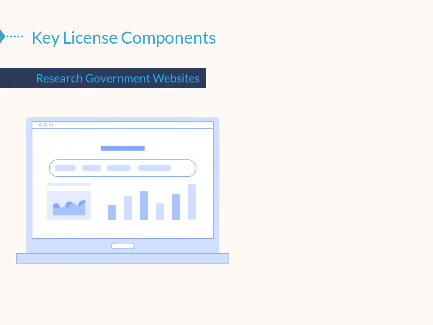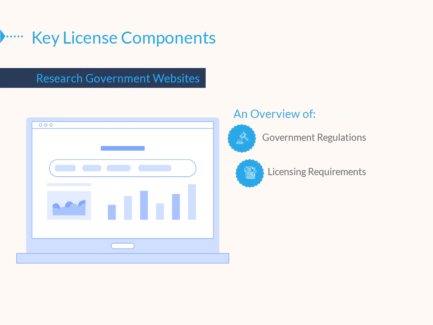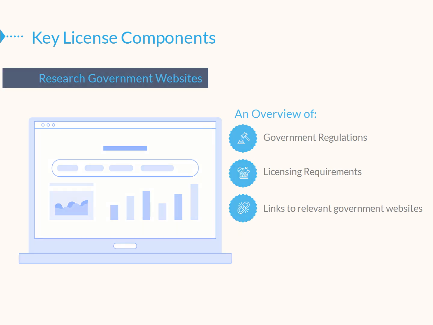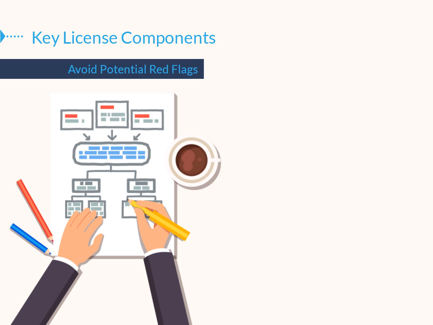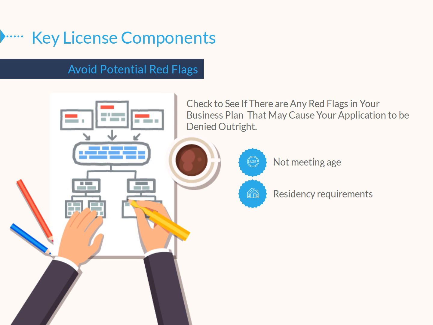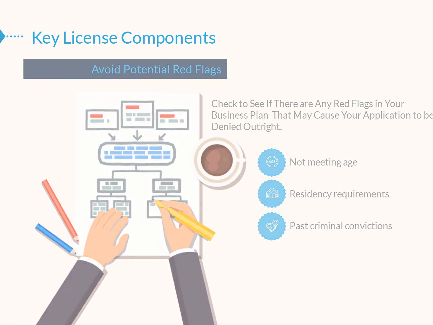Research government websites. An overview of government regulations, including licensing requirements and links to relevant government websites. Avoid potential red flags. Check to see if there are any red flags in your business plan that may cause your application to be denied outright. Not meeting age or residency requirements can trigger a refusal, as can past criminal convictions.